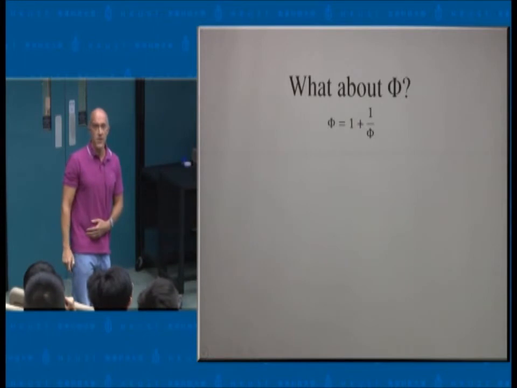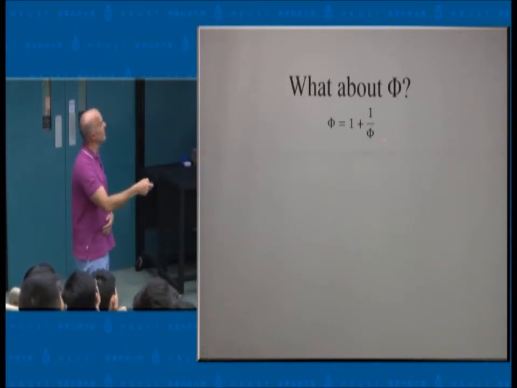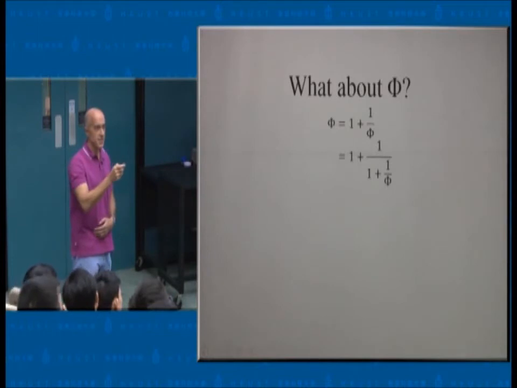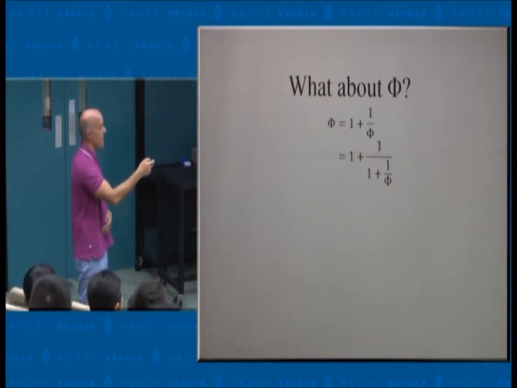Then if you're clever, really clever if you haven't seen this before, mildly clever if you've seen something like this before, you take this phi here and you put in 1 plus 1 over phi. So phi is equal to 1 plus 1 over phi. So this equation is true. Then you take this phi here, and you put in 1 plus 1 over phi.